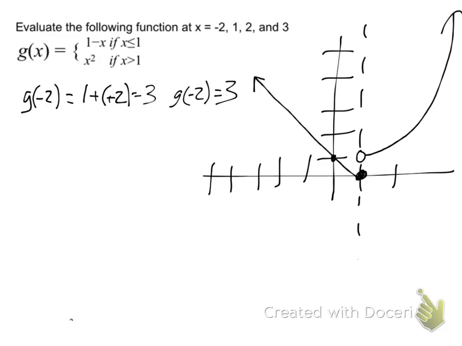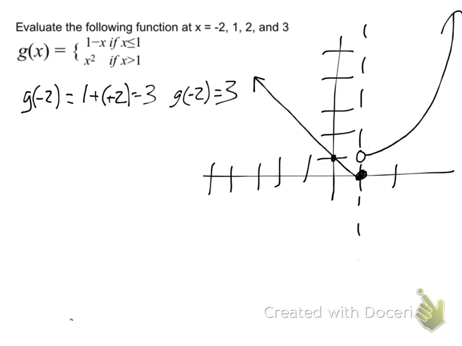So it's really not that bad. If I put 2 and 3 in, 2 and 3 satisfy the bottom, so then I just square them. Easy enough. I think sometimes the hardest point to decide is the one at the domain change. It happens to be a 1. Which one of these equations does 1 go into? Top or bottom? Top, because it's equal to.